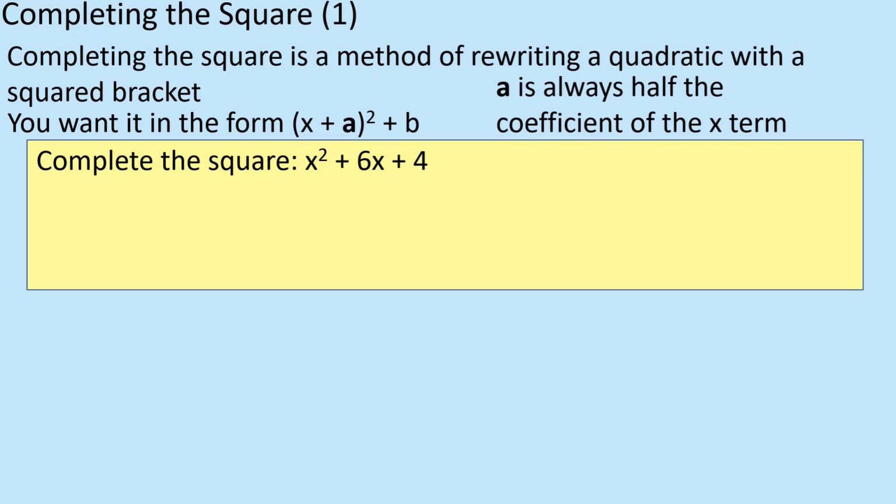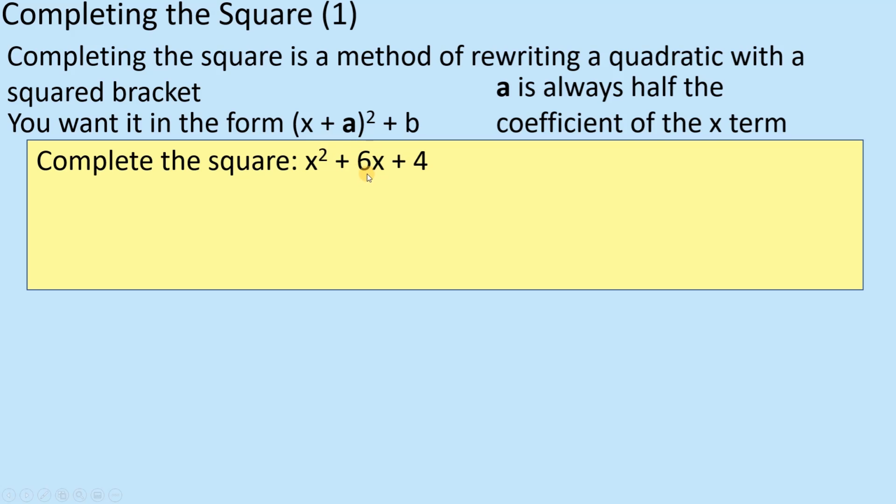When I look to complete the square, you'll see it has to be a quadratic. It'll often look like this. So x squared plus 6x plus 4 is an example. The first step is that a is always half the coefficient of the x term. That's a bit of a mouthful, but what we're looking at is the number of the x's. The value of a is always half of this one. So that's going to be your first step. If that is a 6, which it is, then the thing that goes in my bracket is going to be a 3. That's pretty much a given.